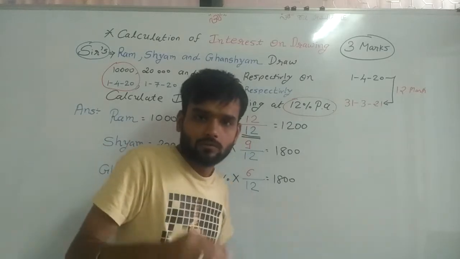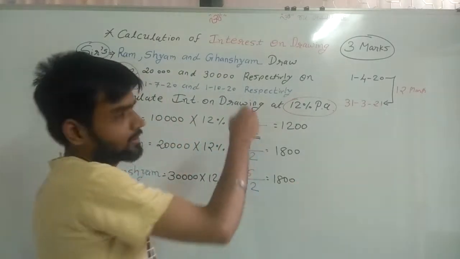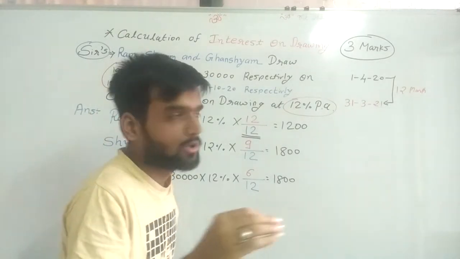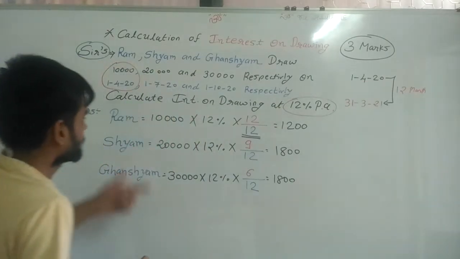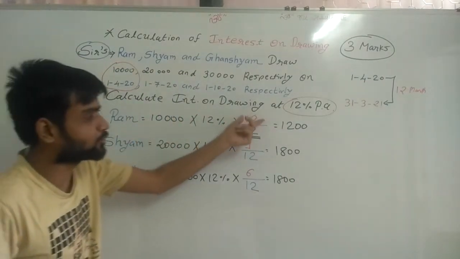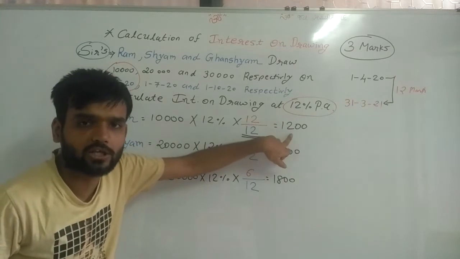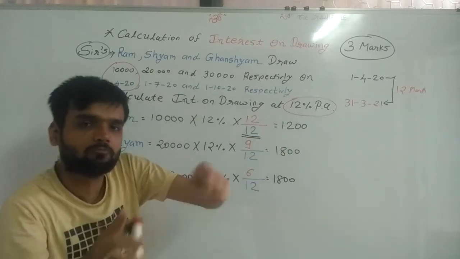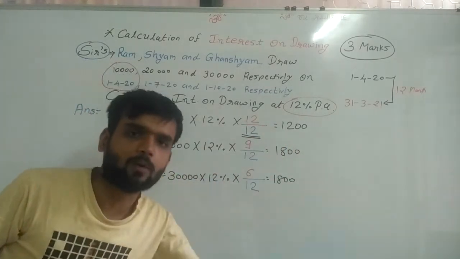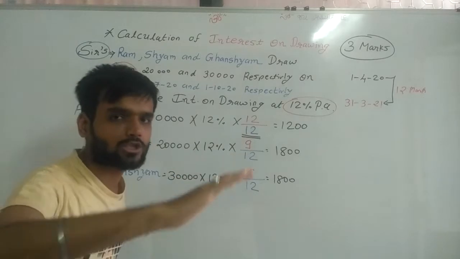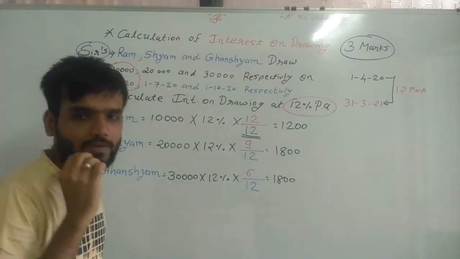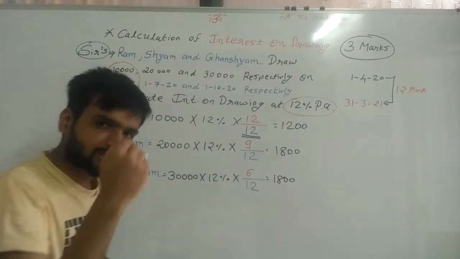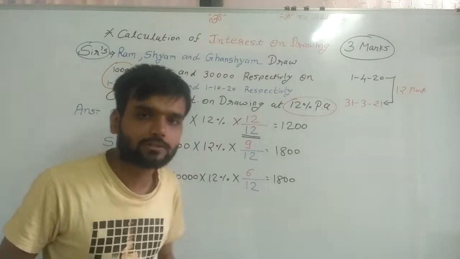So we need to receive from Ram interest on 12 months. So Ram calculation: 10,000 into 12% into 12 upon 12. Answer is 1200 rupees. So Ram has to pay 1200 rupees as interest to the firm. So Ram has to pay and the firm has to receive. So the first calculation is completed.